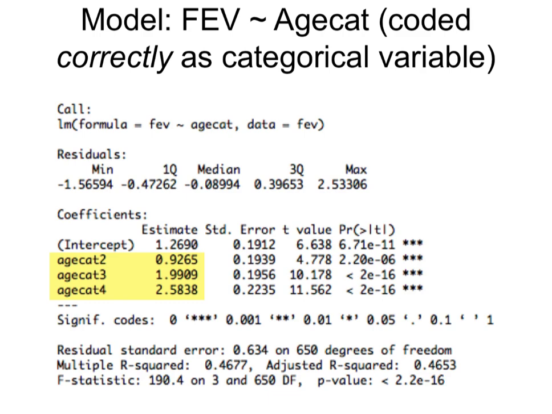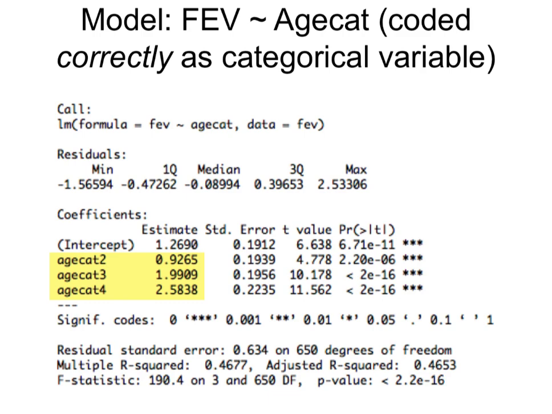The reference group is age category 1, so each of the slopes represent the difference between that age category and age category 1. So for example, those in age category 3 have an FEV that's an average of 1.99 liters higher than those in age category 1. Those in age category 4 have an FEV that's an average of 2.58 liters higher than those in age category 1.